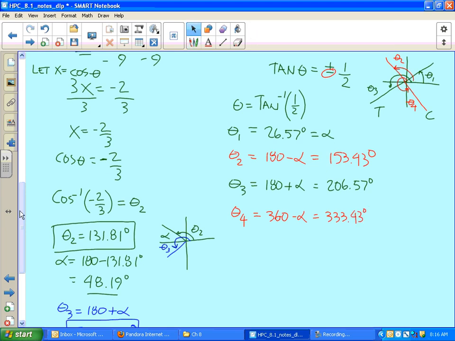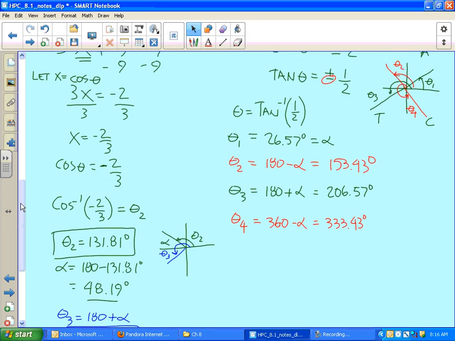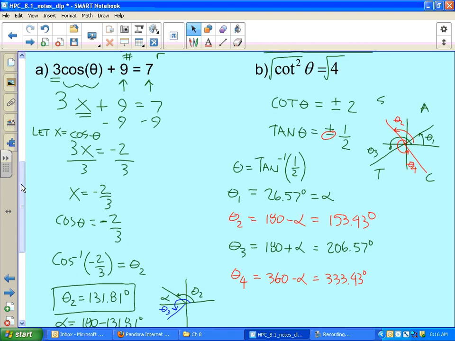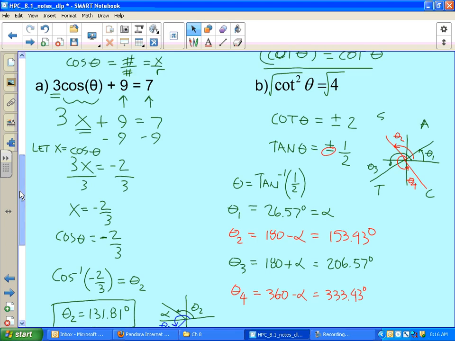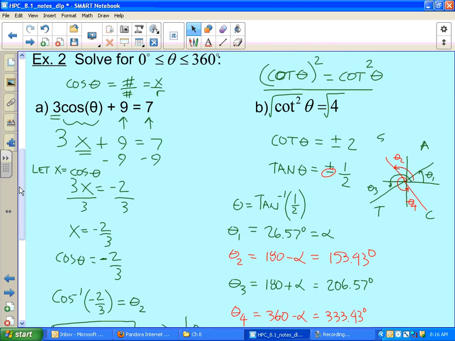And there are all 4 values now, because I have positive and negative. Those are all 4 of the answers I would have between 0 and 360 for this cotangent squared theta equaling 4. So whenever you square root, because you've got a power on that trig function, you're going to end up with, in this case, 4 answers between 0 and 360.